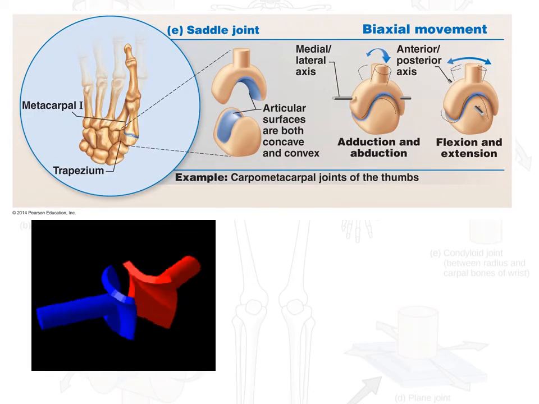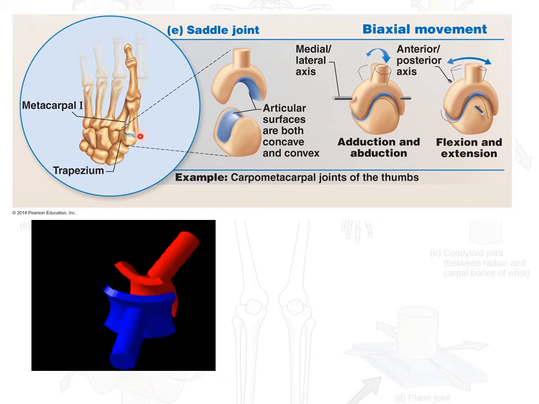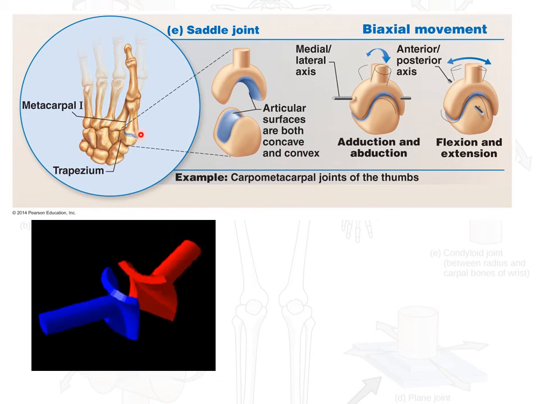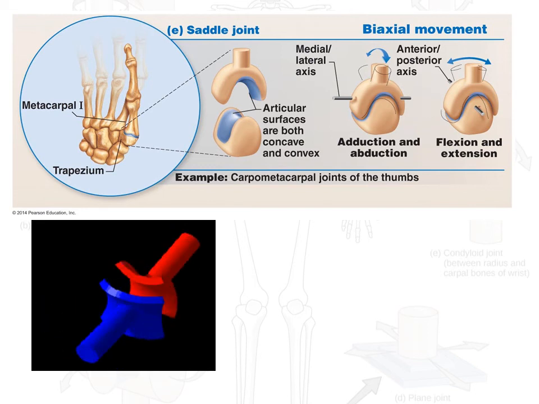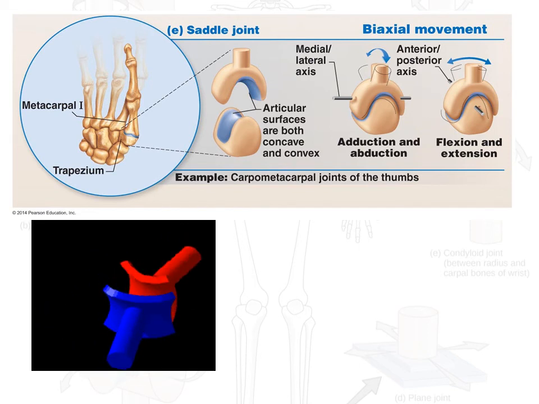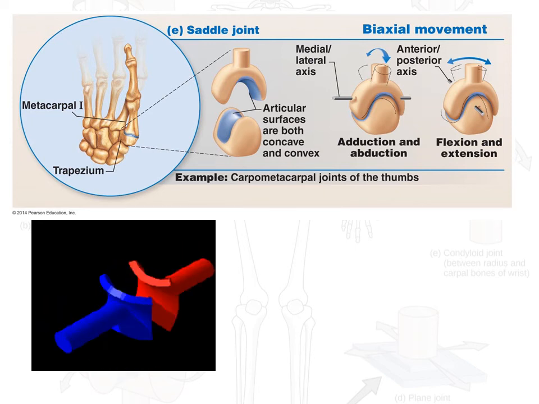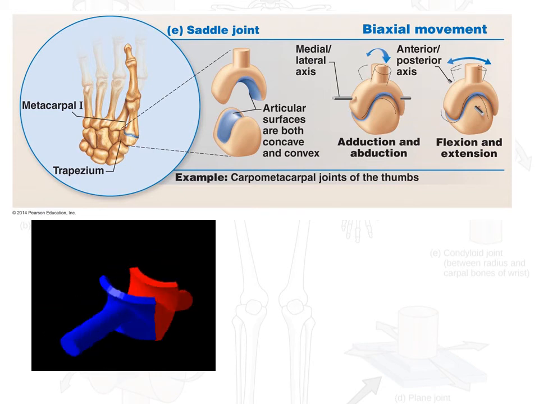Okay, and then we have a saddle joint. A good example of a saddle joint is the joint between your first metacarpal and your trapezium. This is the joint that allows the thumb to cross over the palm and allow for opposition of the thumb and the fingers, which is one of the things that separates us from other monkeys. We have opposable thumbs, right? And so that's an important joint here.